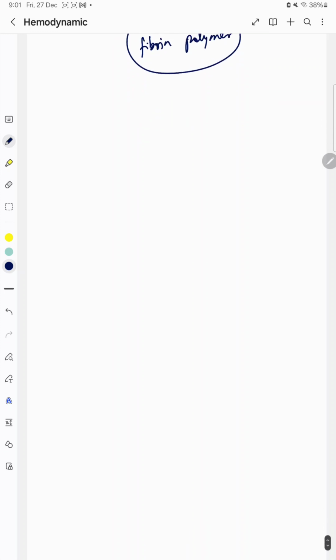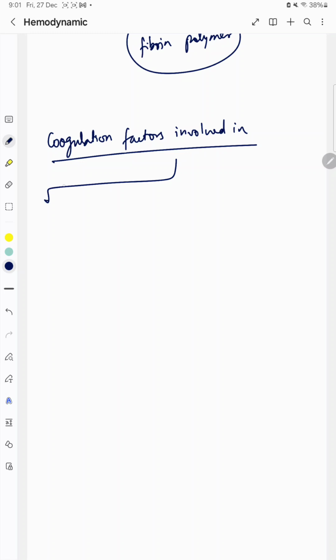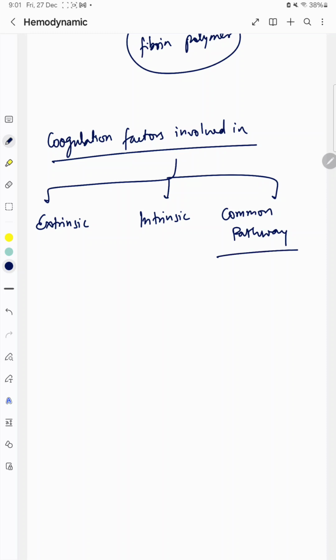Now we will see the various coagulation factors involved in the different pathways: coagulation factors involved in the extrinsic pathway, intrinsic pathway and common pathway. After activation of factor 10, the common pathway takes place.